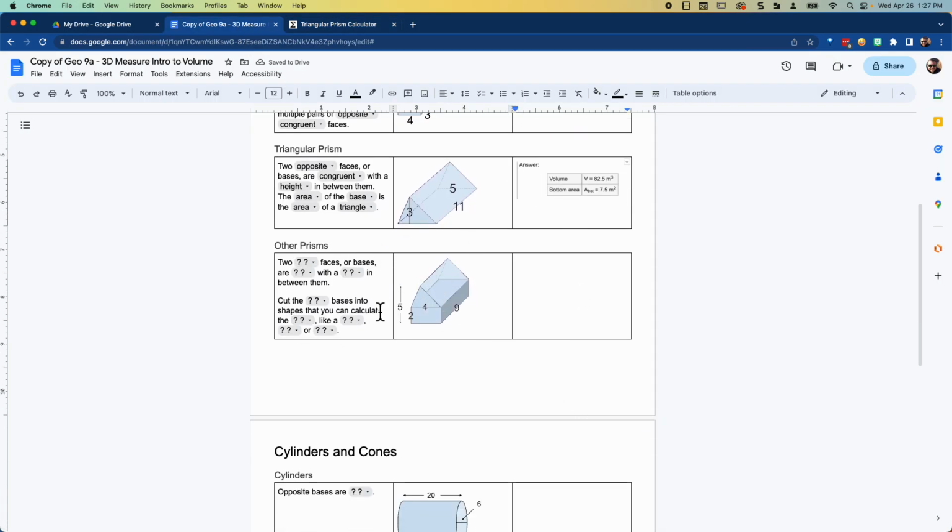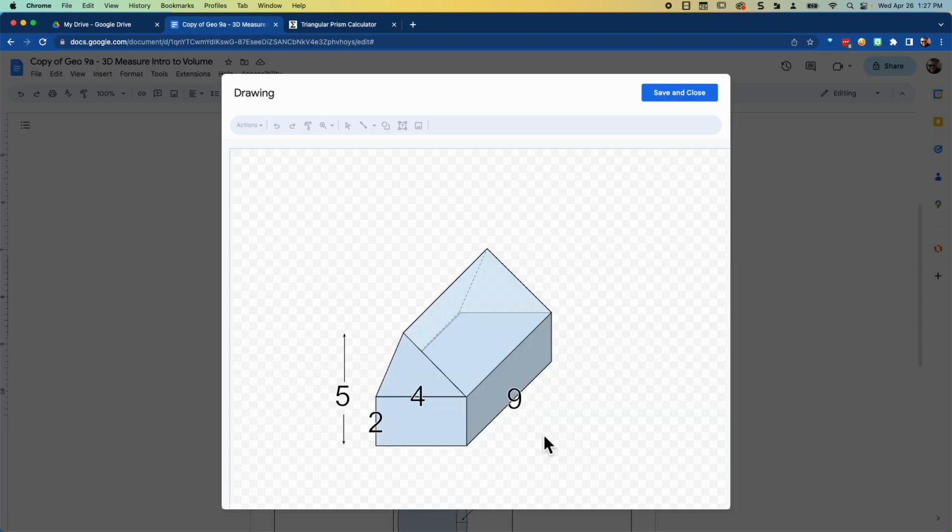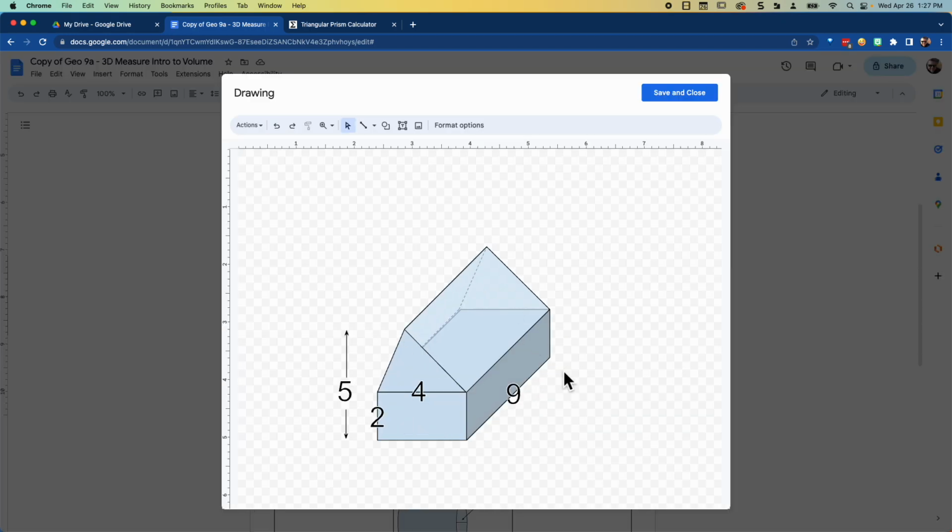Now this one's a little bit different. It has a little bit of combination going on. So I'm going to go into the drawing and try to think about this as 2 pieces put together. So we have a rectangular prism or a box on the bottom. Then we have a triangular prism here on top.